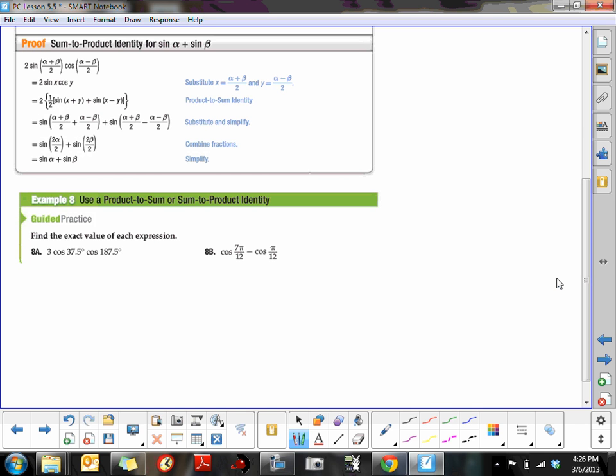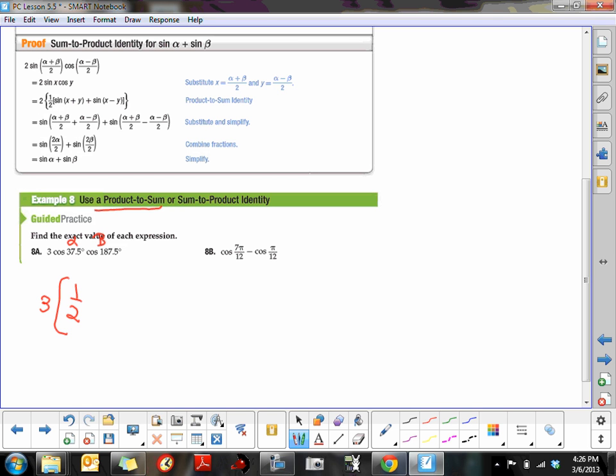What we want to do is rewrite this so that we can use our product to sum identity. So it's going to be 3 times. Now, this is alpha and this is beta. So we want to find the one that says the cosine of alpha times the cosine of beta, and we're going to make that replacement using our product to sum. So it's going to be 3 times 1/2.